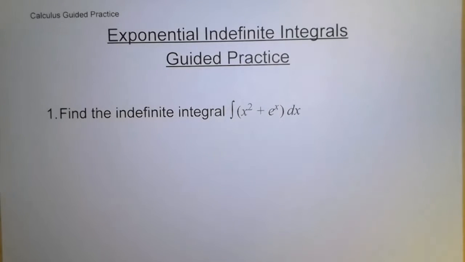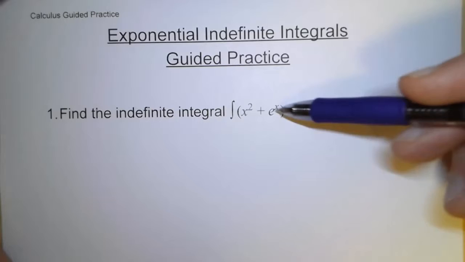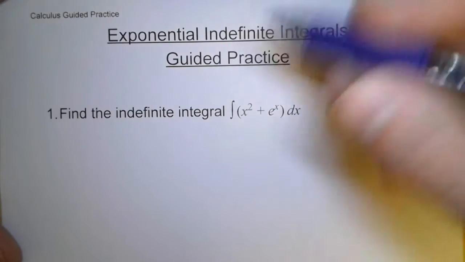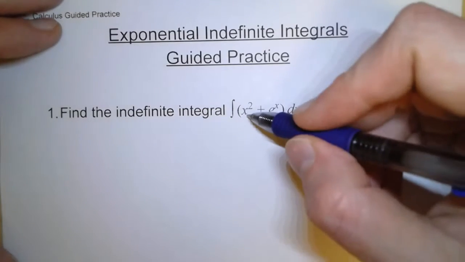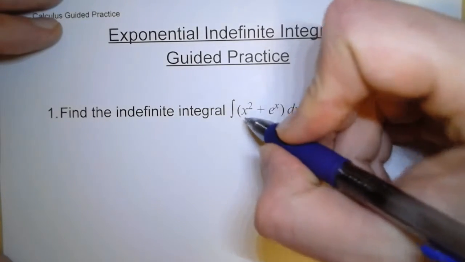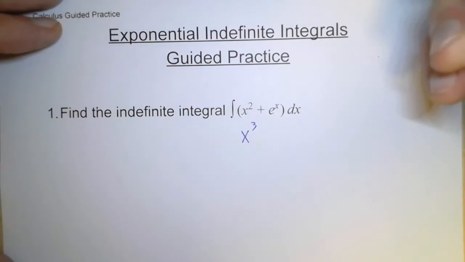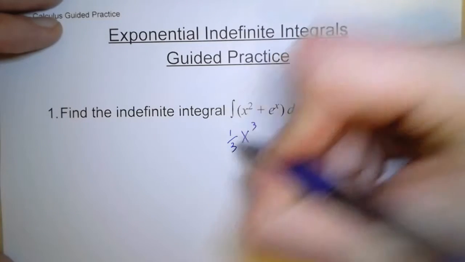So what we have here is x squared plus e to the x. Now we have two different rules at play here, even though people want to think they're the same. When the base is a variable, we use the power rule. So when we find the antiderivative, x squared becomes x cubed. Now it's not just x cubed. It has to be 1/3 x cubed.